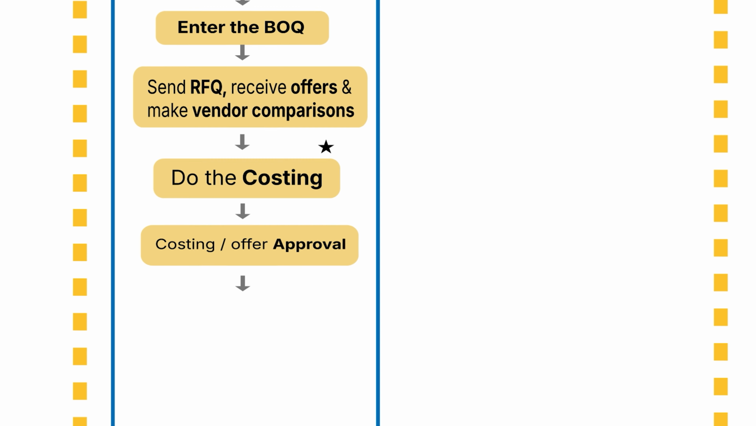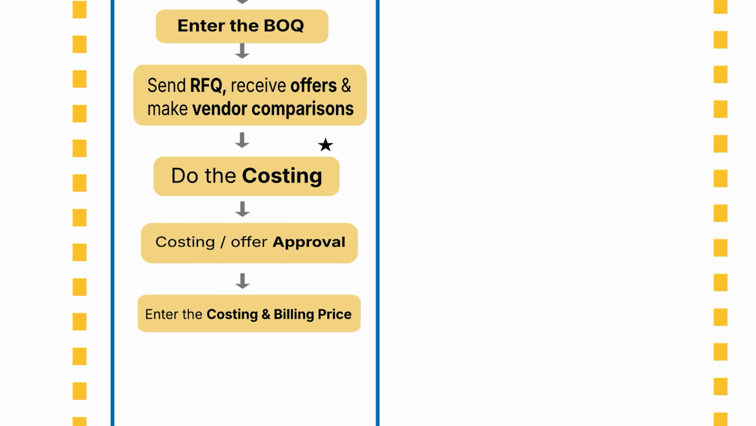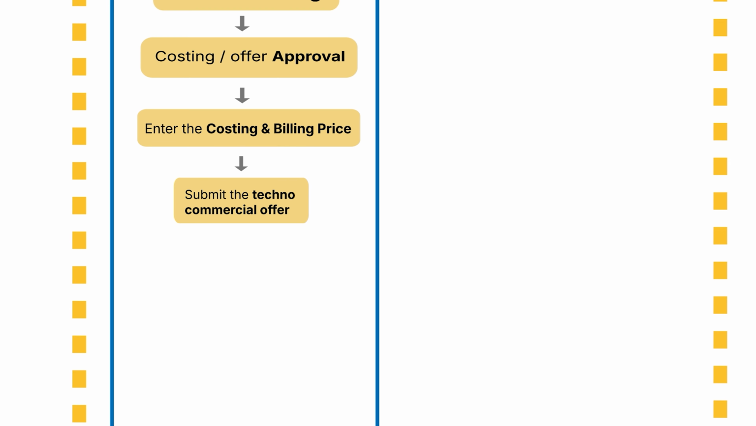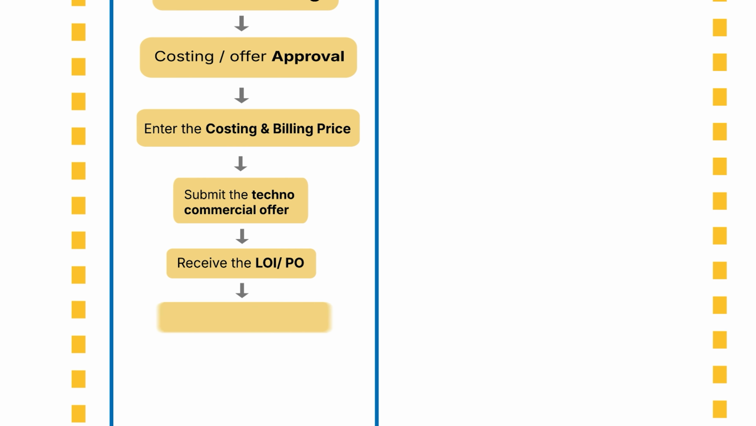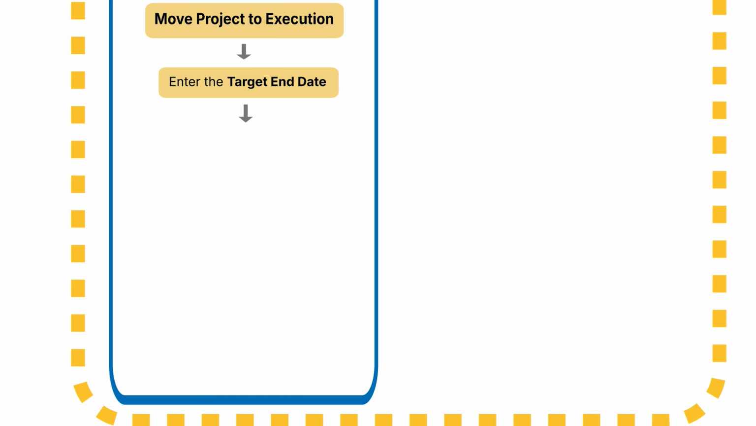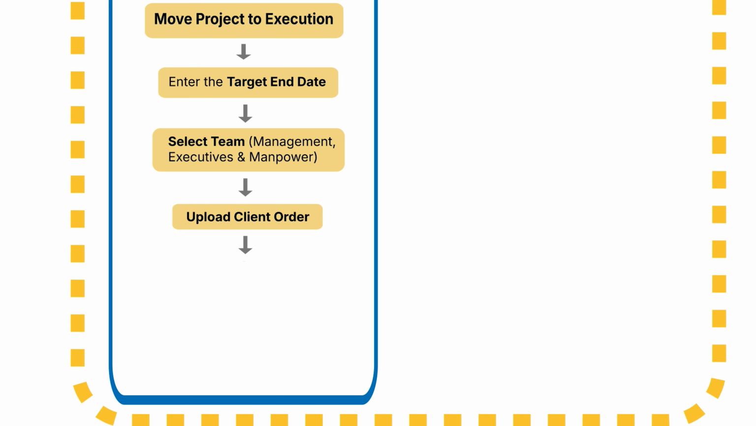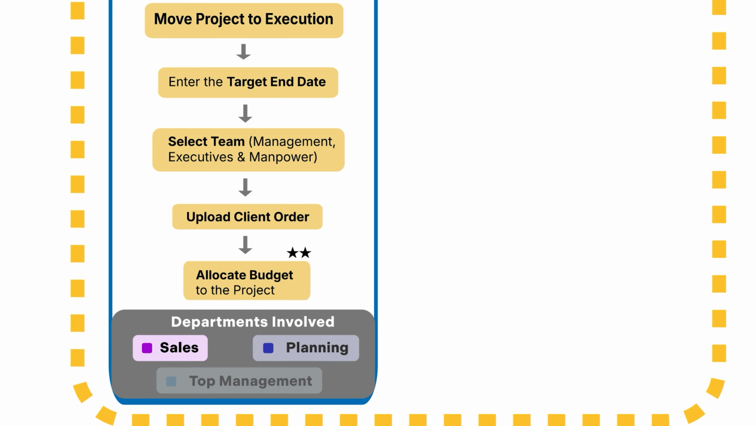Once the costing is approved, we enter the cost price and billing price in the system. The techno-commercial offer is submitted. On receiving a client go-ahead, we move the project to execution. Once the client order is received, the target end date is entered, the team executing the project is selected, the client order is uploaded, and the budget is allocated.